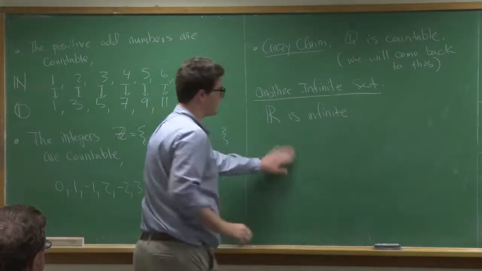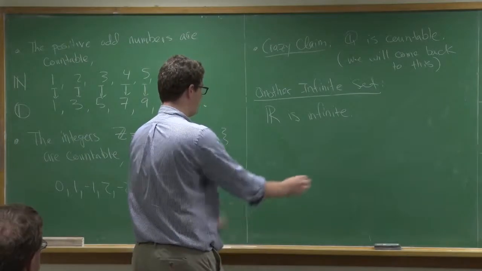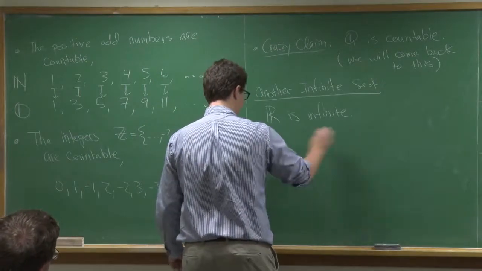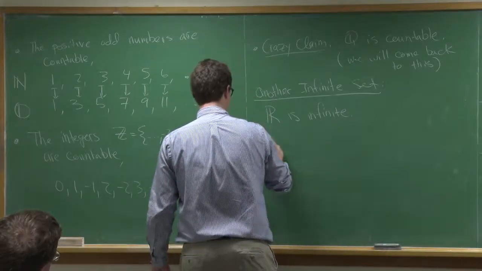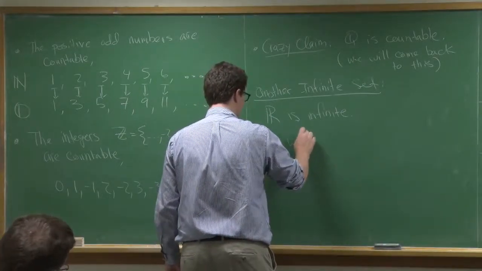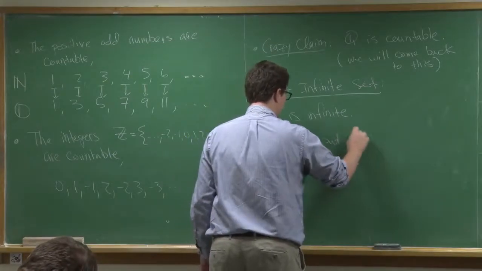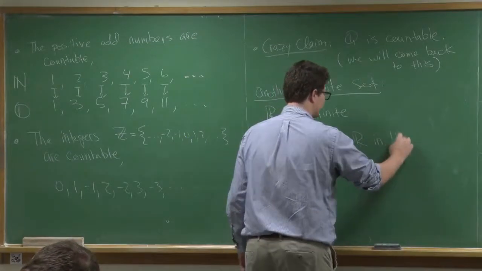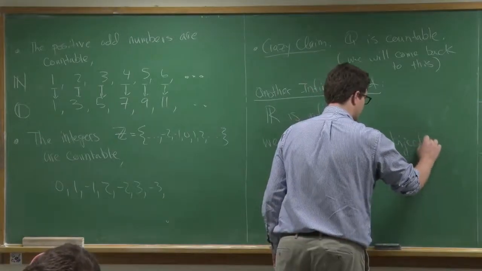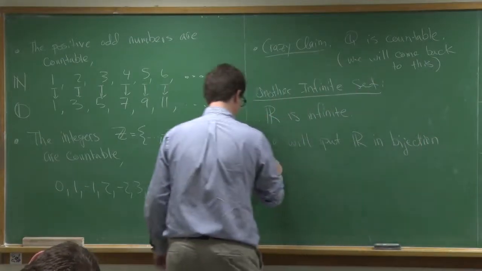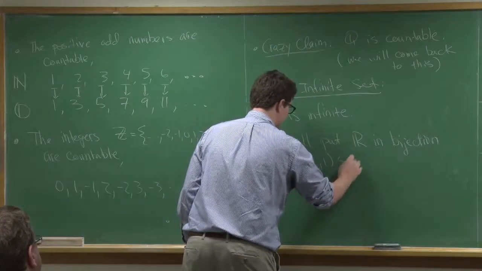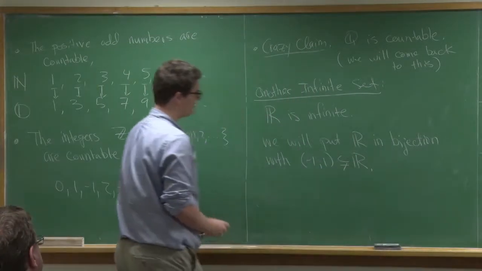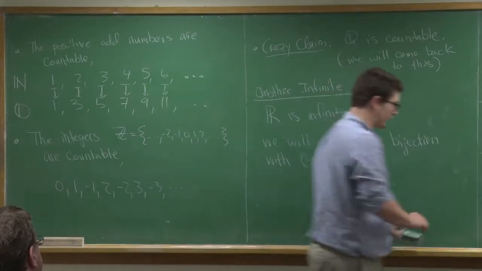And here's the sketch. I'll literally draw a sketch here. We will put R in bijection with -1 to 1, which is a subset not equal to R. Let me show you how to do this.